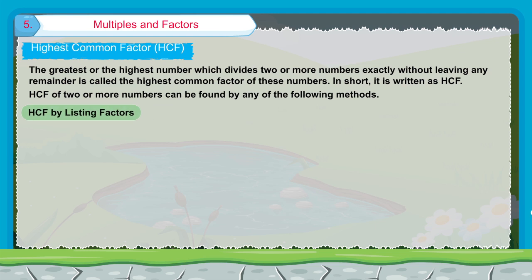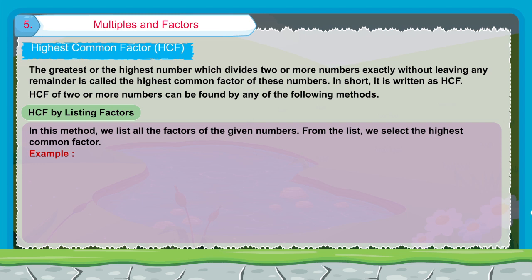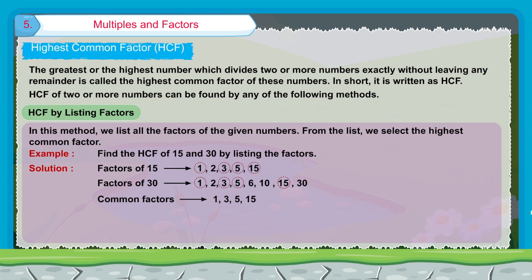HCF by listing factors. In this method, we list all the factors of the given numbers. From the list, we select the highest common factor. Example: find the HCF of 15 and 30 by listing the factors. Solution. Factors of 15: 1, 3, 5, 15. Factors of 30: 1, 2, 3, 5, 6, 10, 15, 30. Common factors: 1, 3, 5, 15. Highest common factor, HCF is equal to 15.